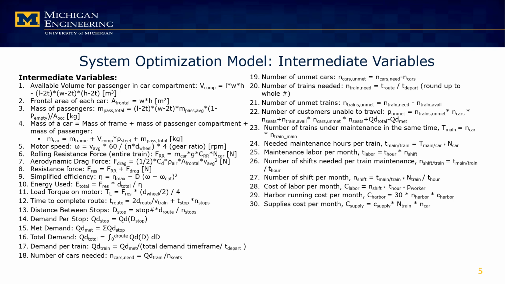On this slide, we highlight the intermediate variables of our system. All 30 intermediate variables are comprised of intermediate variables from each of the subsystems, from the mechanical, the demand, and the maintenance subsystems, and they work concurrently with each other for our final system optimization model.